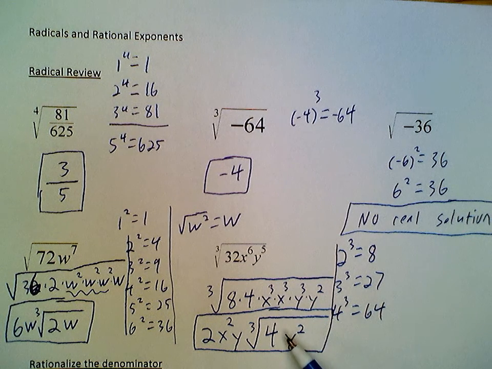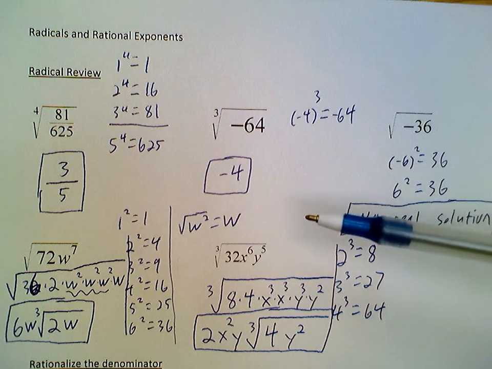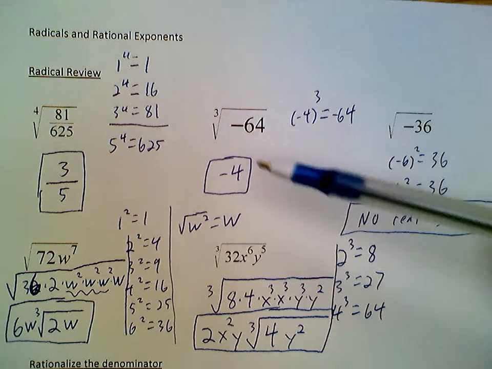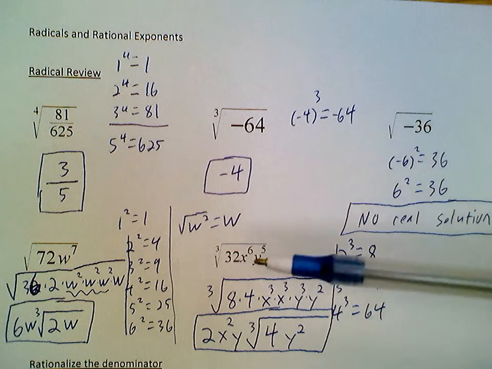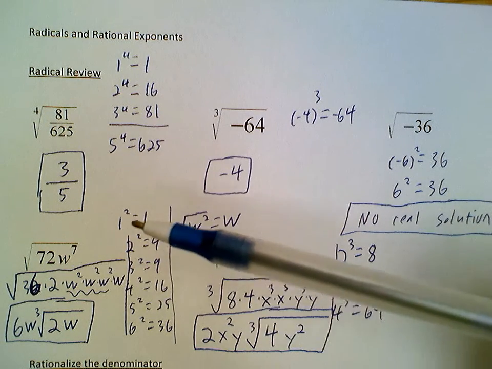Okay, so when you're simplifying radicals, just remember whatever the root is, you're trying to take perfect powers out of the root. So like cube root, you're looking for perfect cubes. Fourth root, you're looking for perfect fourth powers. Square root, you're looking for perfect squares.